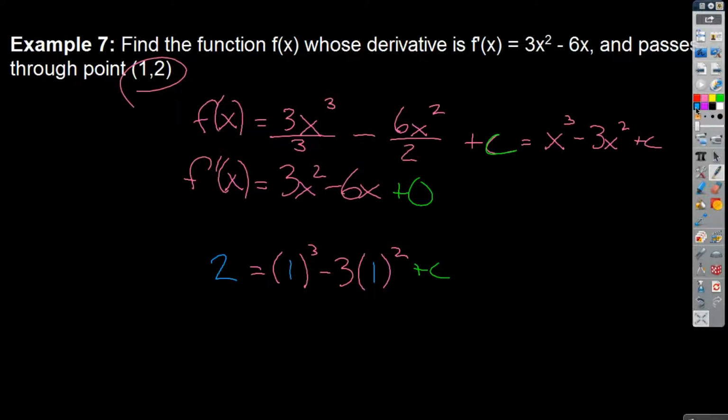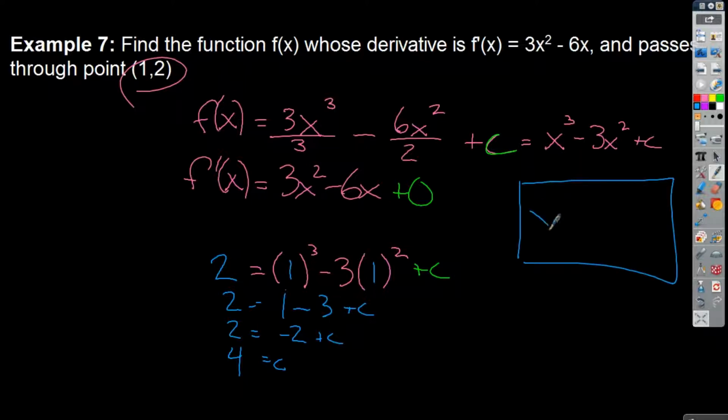So I'm just going to stay blue to work a little bit faster here. So I have 2 equals 1 minus 3 plus c. 1 minus 3 is negative 2. If I add 2 to both sides, I get c equals 4. So that means that the original equation had a value of c equals 4. That means my original equation was x cubed minus 3x squared plus 4. I should have written it like that.